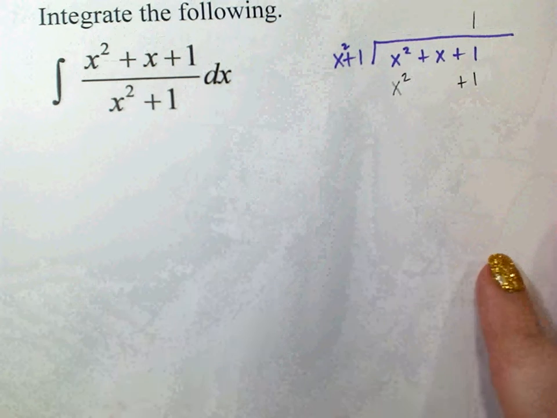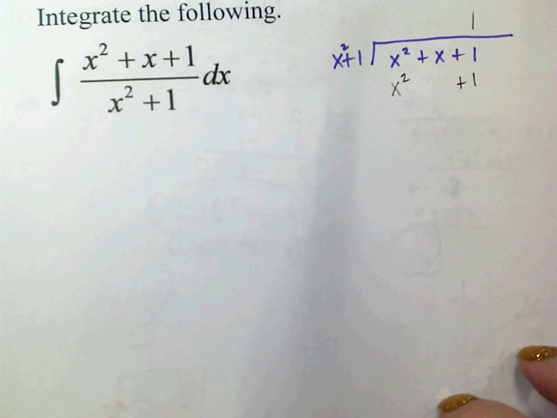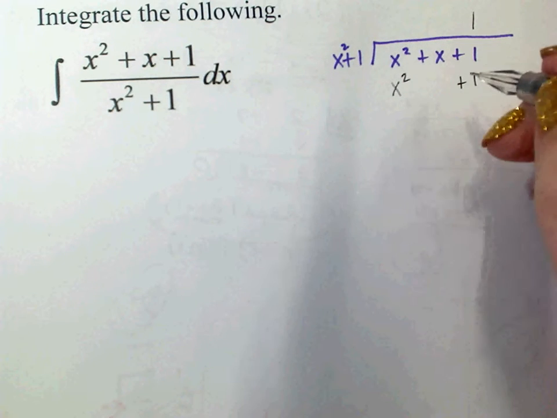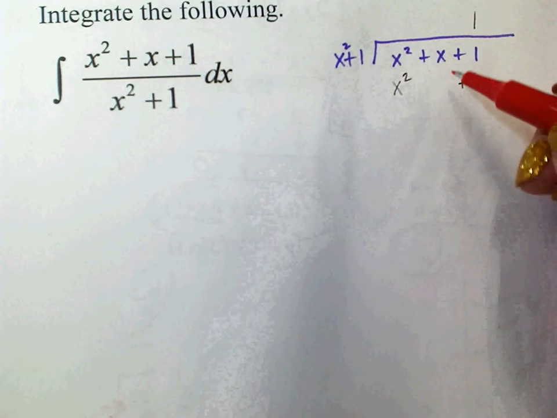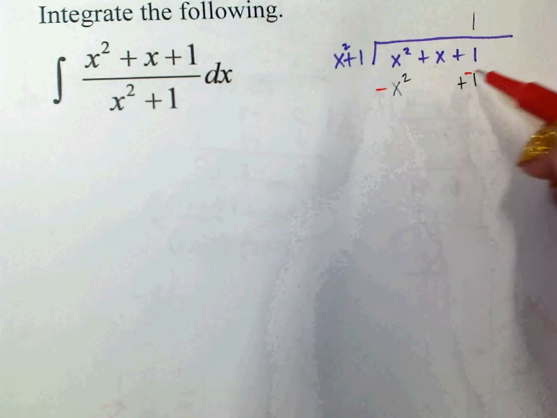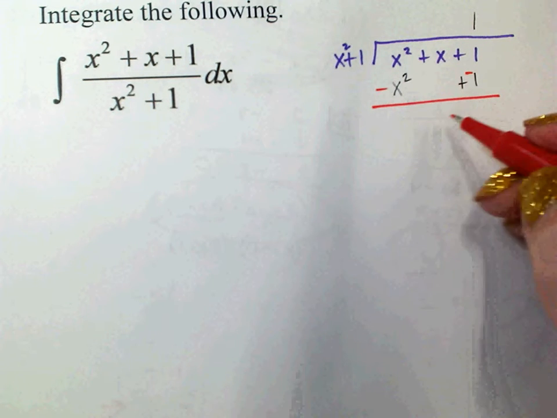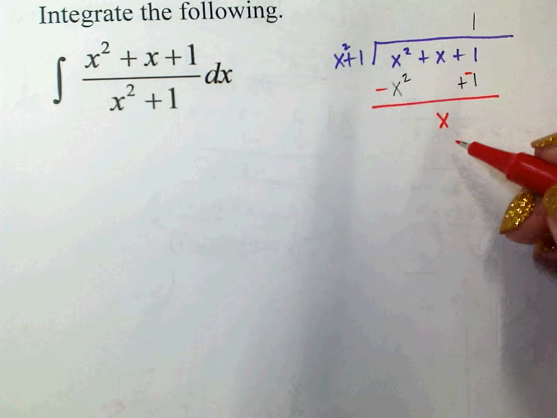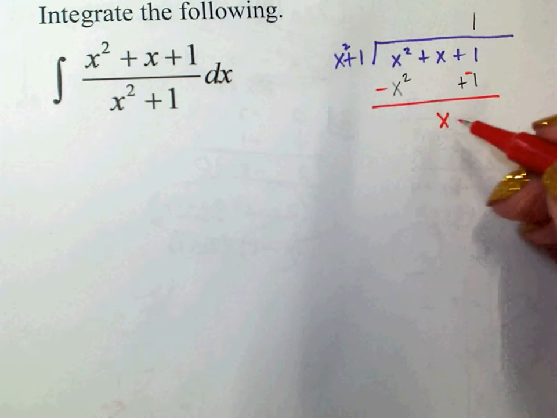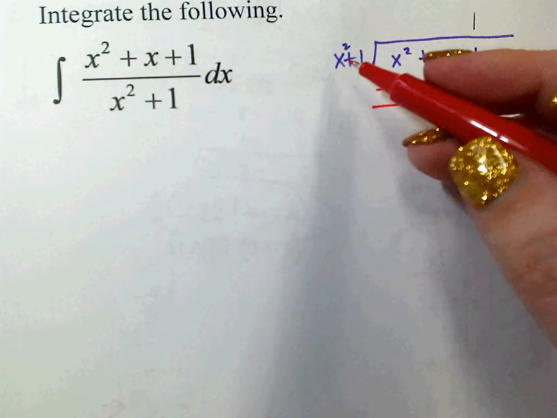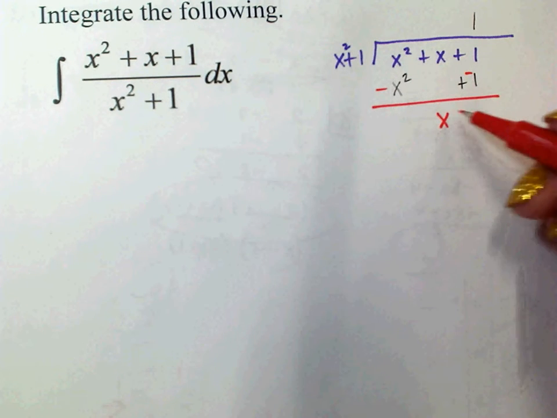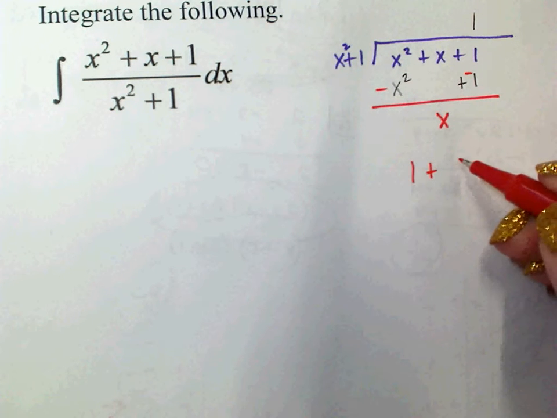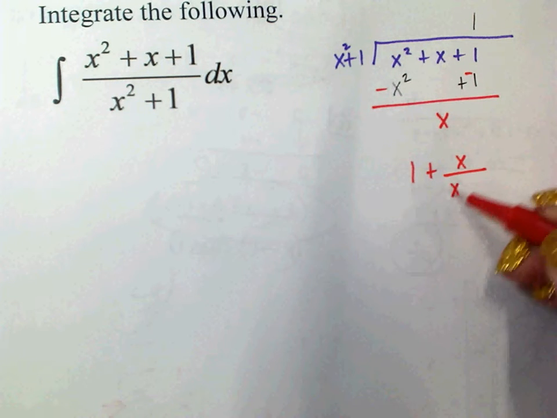All right, guys, we've got to keep going. What do we do? You subtract. What are you left with? As soon as this is a lower degree than what you're dividing by, then that is your remainder. So my function is 1 plus the remainder divided by, exactly. This is the same thing as that.